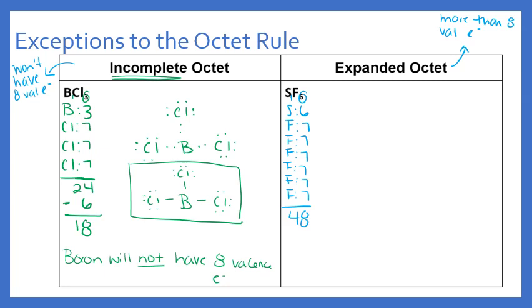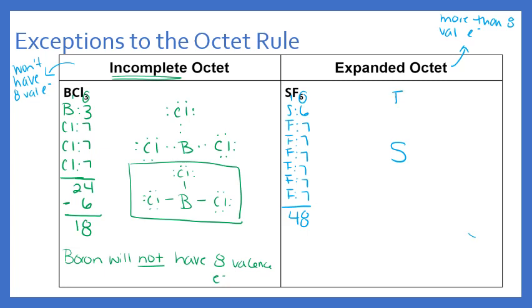We're going to pick the least electronegative, which is sulfur, because it's a row below fluorine and it's also further to the left. So sulfur is our least electronegative, so it will go in the center. And we're going to surround our sulfur with our 6 fluorines.